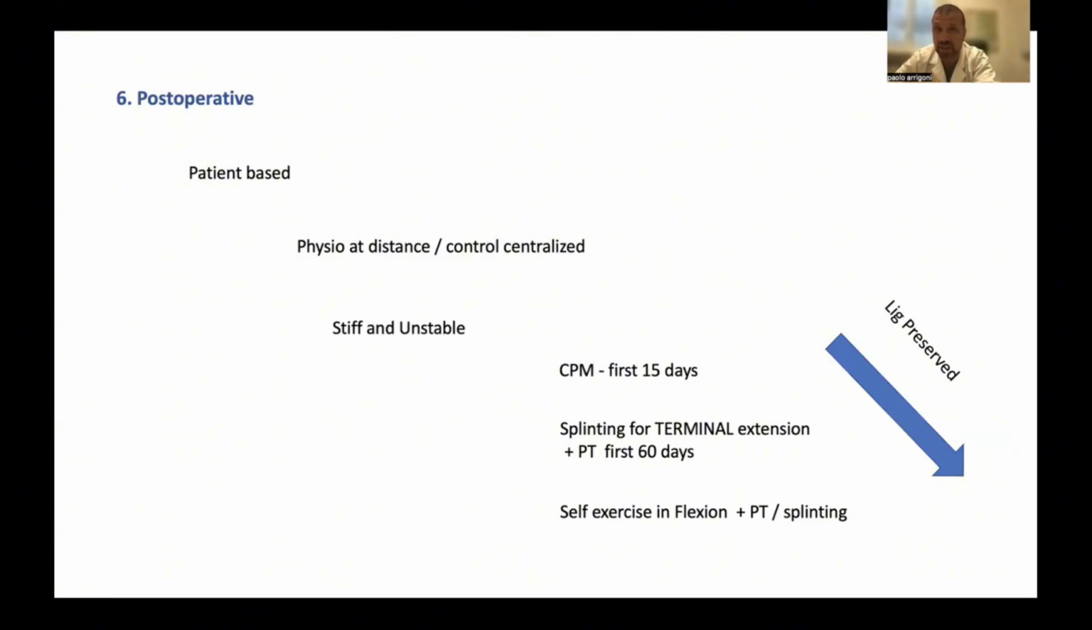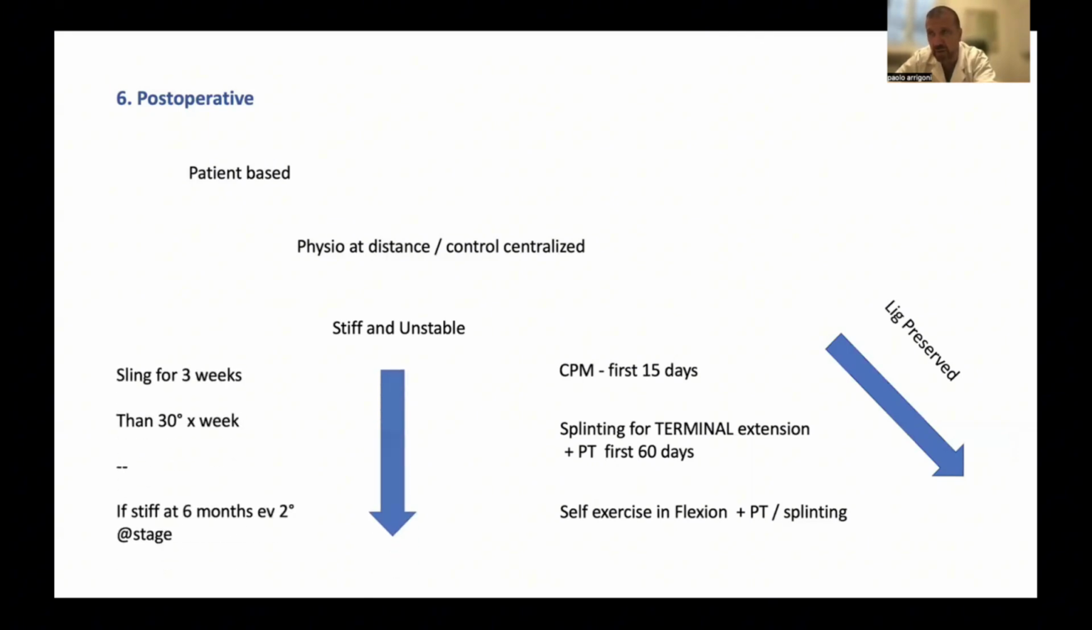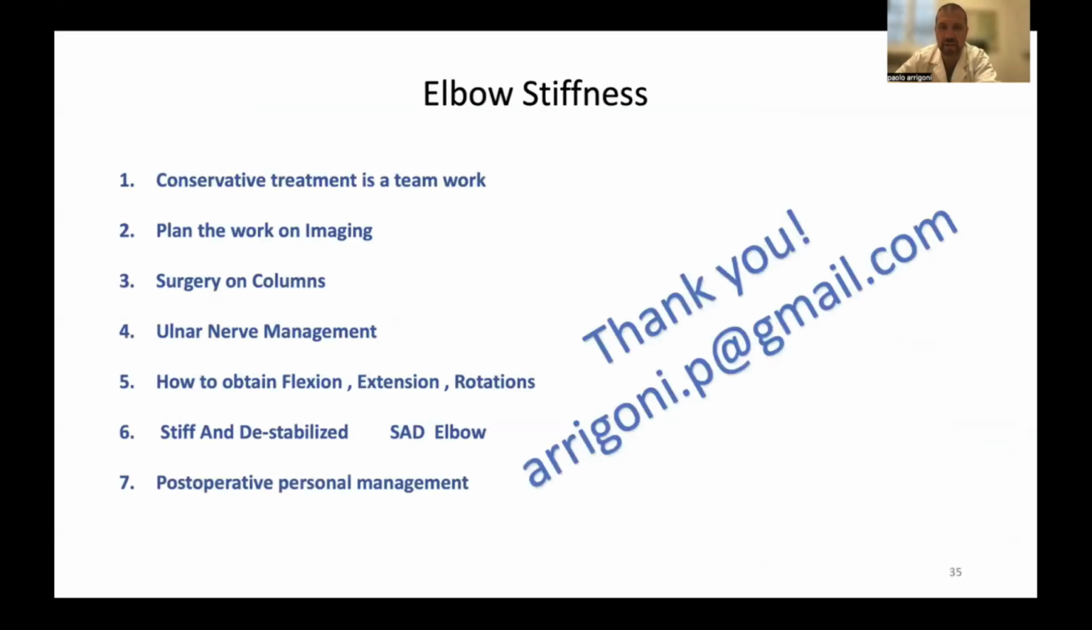If the elbow is stiff and unstable, that's a more difficult situation, and it is the stability and ligament reconstruction that plays a major role here. I would suggest keeping the patient in a sling for 3 weeks, and then gaining 30 degrees per week in the second phase. And if the elbow remains stiff, but at least stable at 6 months, we can plan a second-stage revision for obtaining more extension once the elbow is recentered and stabilized.